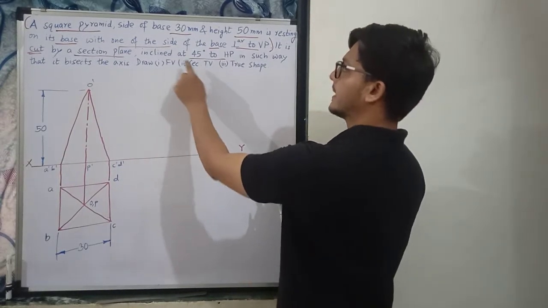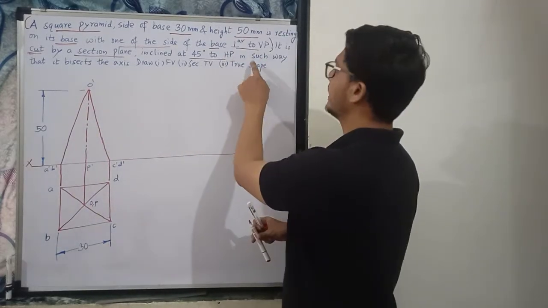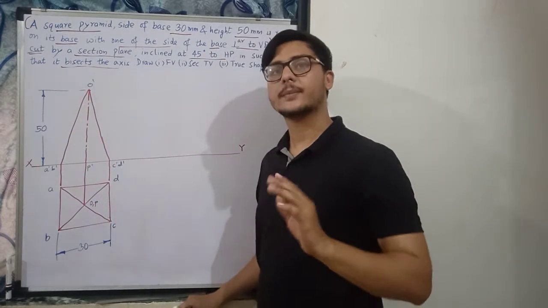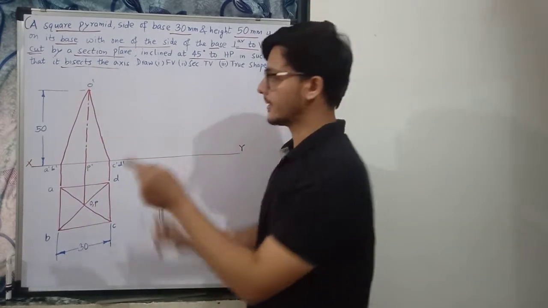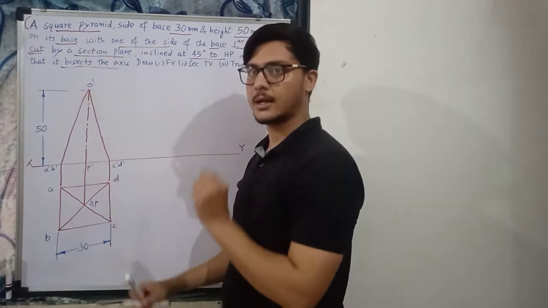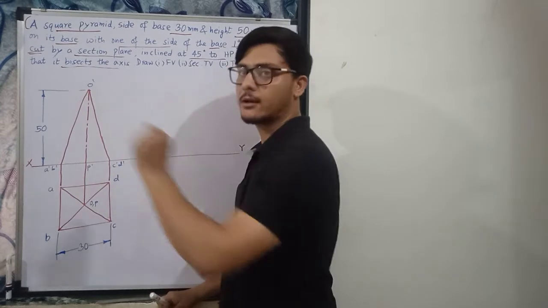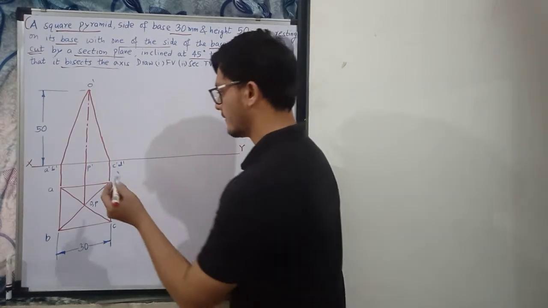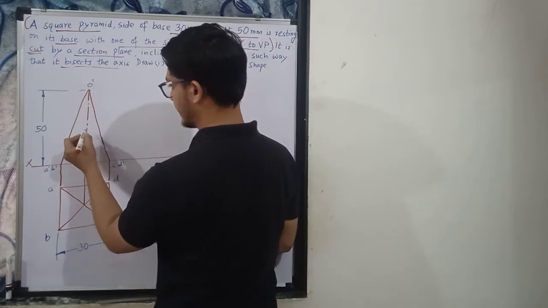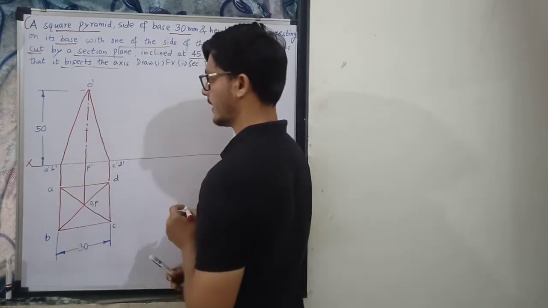So the cutting plane is inclined. This solid will be cut by a line at 45 degrees in such a way that it bisects the axis. Bisect the axis means it cuts the axis exactly at the center. The axis is 50, so exactly the center means it cuts at 25. So mark a point at 25. Draw a horizontal line and draw an angle of 45. So let's draw this. First we will mark the midpoint, since it is bisecting. Okay, I mark the midpoint.